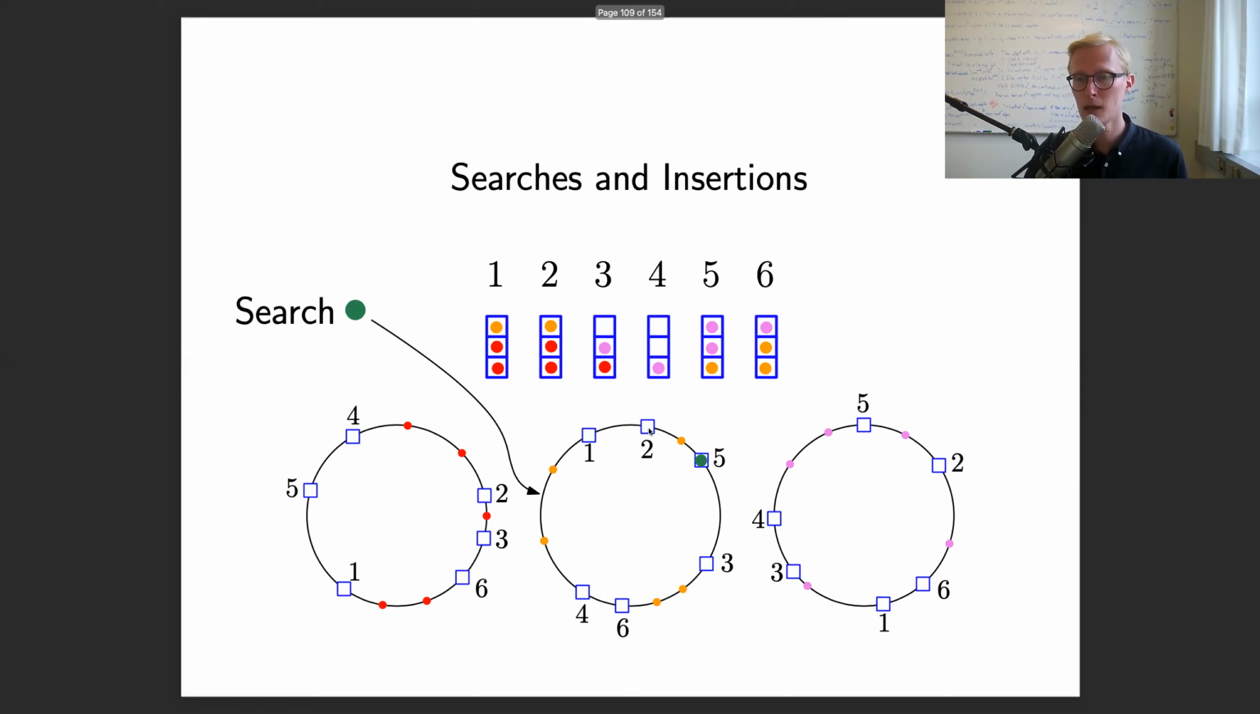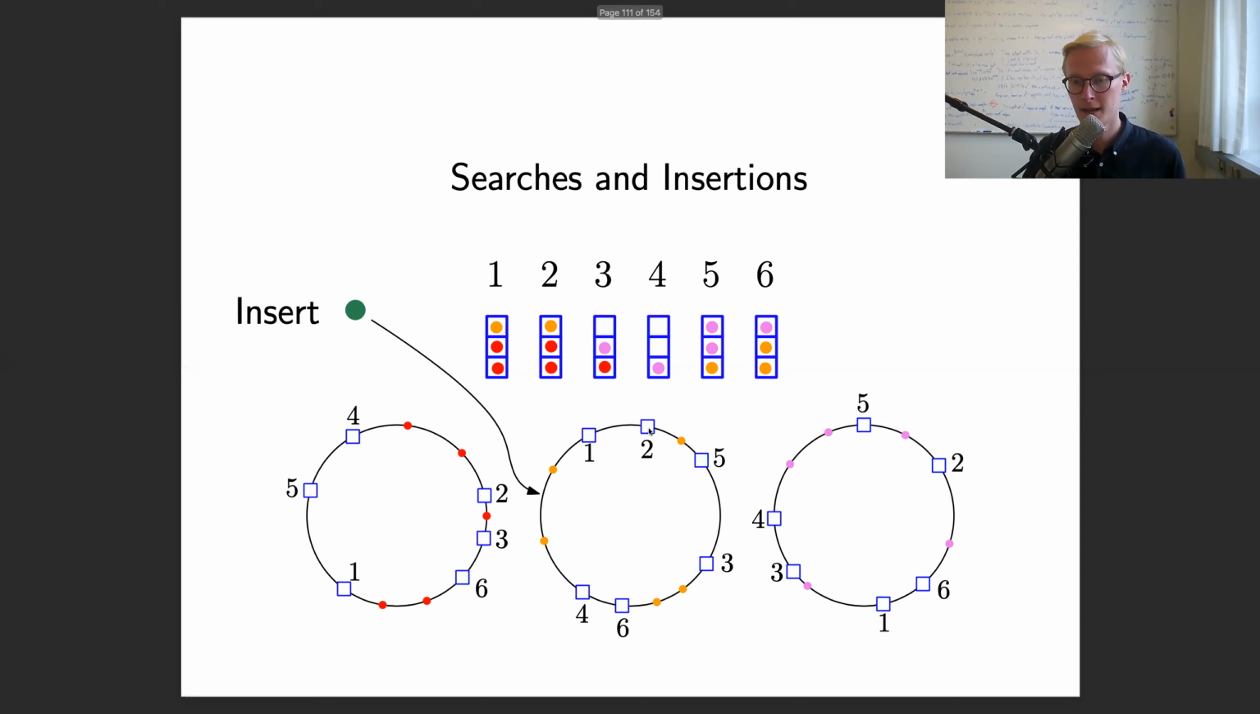But now when we get to bin number 5, we see that bin number 5 is full, but it got full including some balls landing in later levels. And then we can conclude that this green ball is not in the system, because if it were, it would have kicked out some of these pink balls. So that's a search.